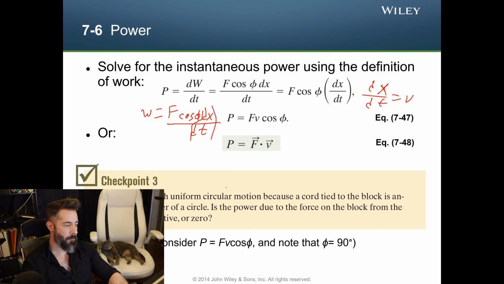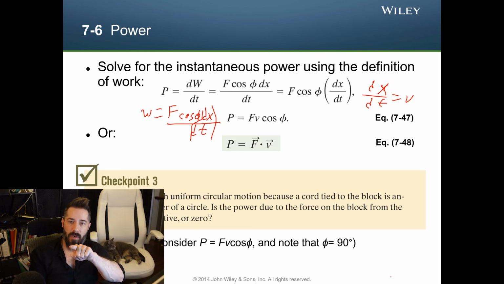It's the same thing. A little checkpoint thing here. A block moves with uniform circular motion because a cord tied to the block is anchored at the center of a circle. Is the power due to the force on the block from the cord positive, negative, or zero? So you have some anchored point that doesn't move and some block spinning around it at the end of some rope.